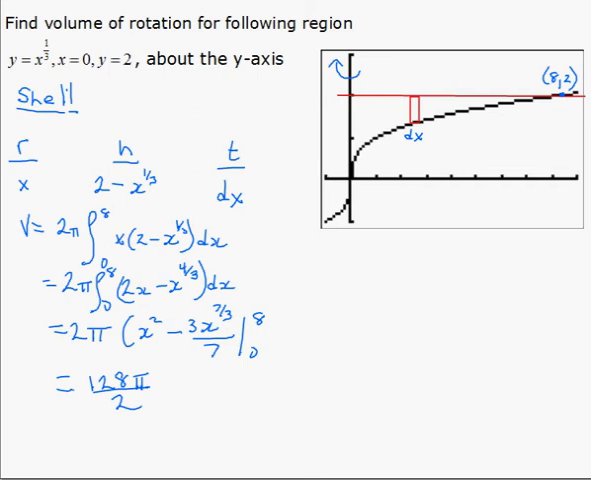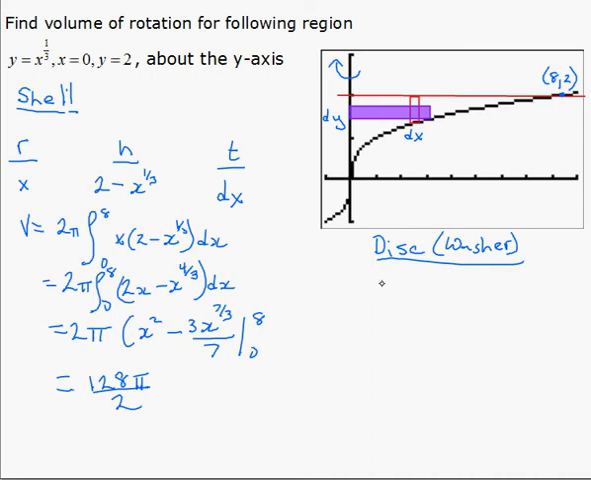This question could just as easily have been done by using a dy rectangle. The dy rectangle would have the left always on the y-axis and the right always on the curve. Since the purple rectangle here is perpendicular to the axis of rotation, that would be a disk method now, or washer method. And we need the inside radius, the outside radius.